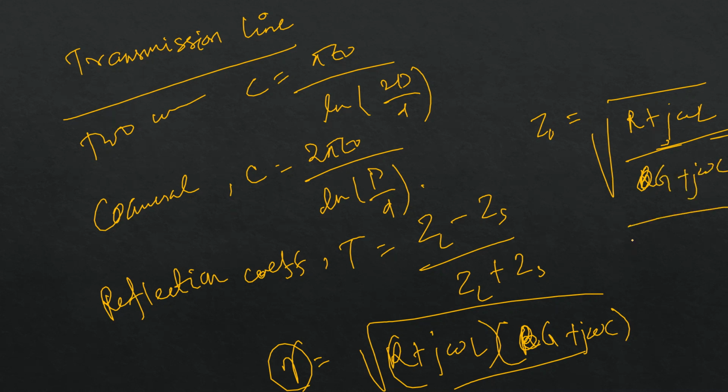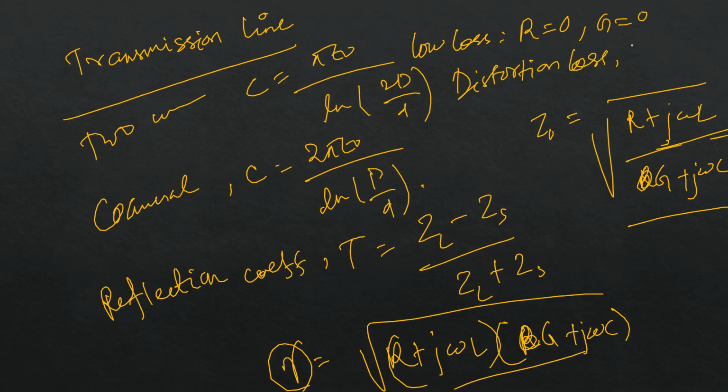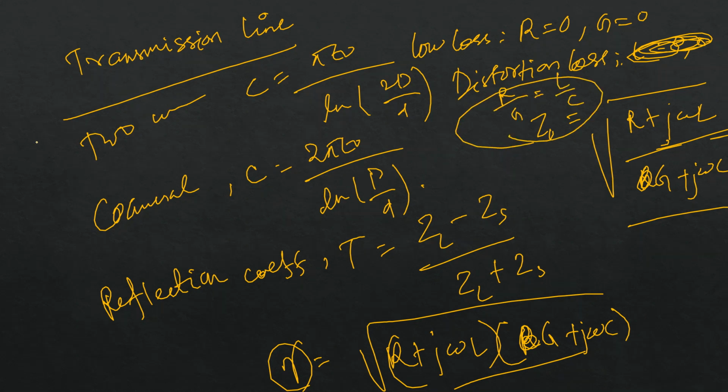All right. Then low loss condition, low loss condition is what? R much less than omega L, G much less than omega C. Then distortionless condition is how much? Tell me, L is equal to 0, C is equal to 0, right? No. R by G is equal to L by C. Okay. So this is the summary of transmission line.